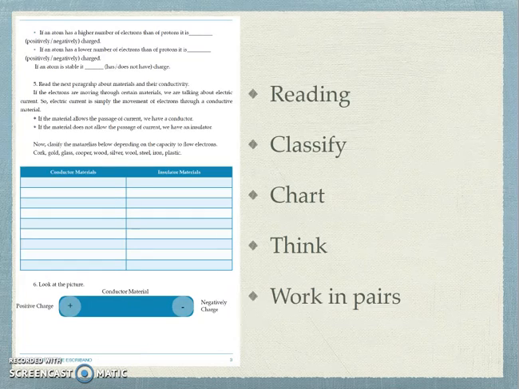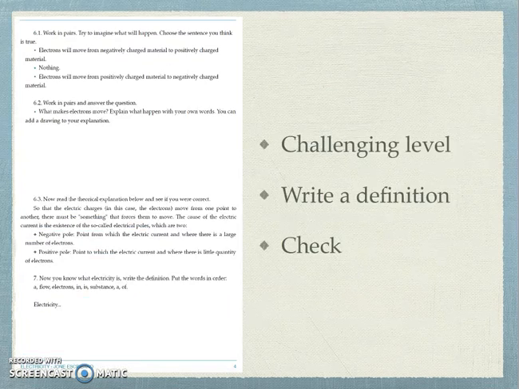They first write a definition and then they check it. Before a final task, they have an easy activity where they have to put the words in order to make a definition of electricity. And finally, they have a summary activity where they can check what they have learned.